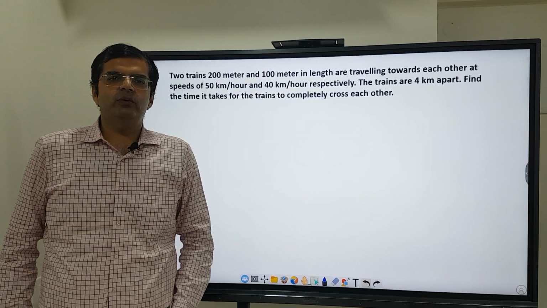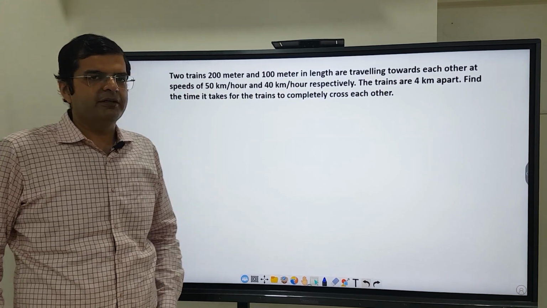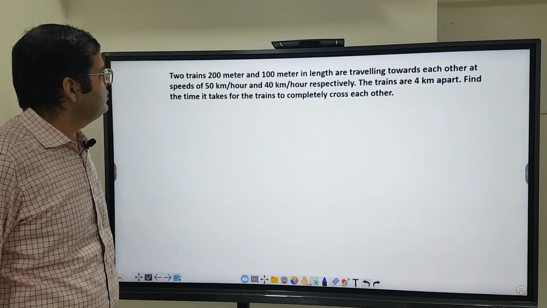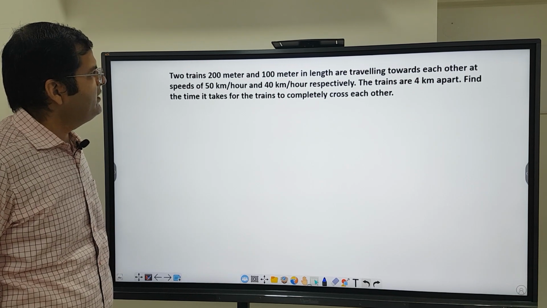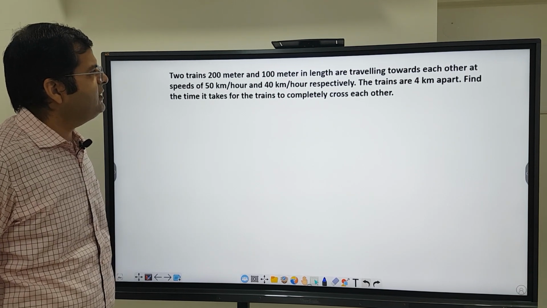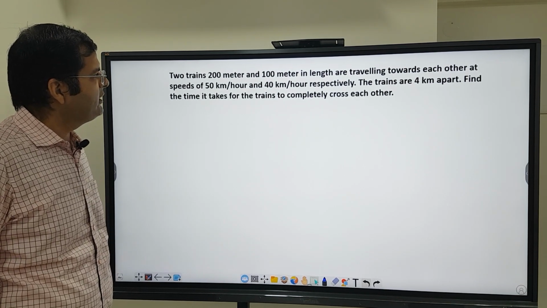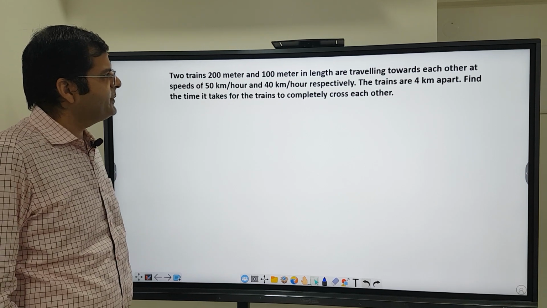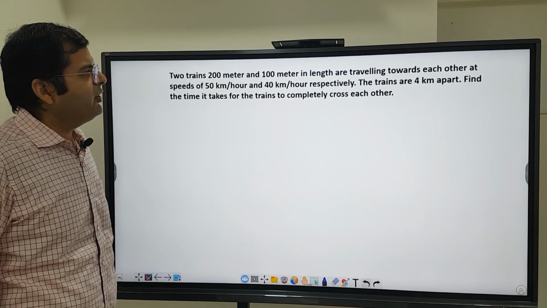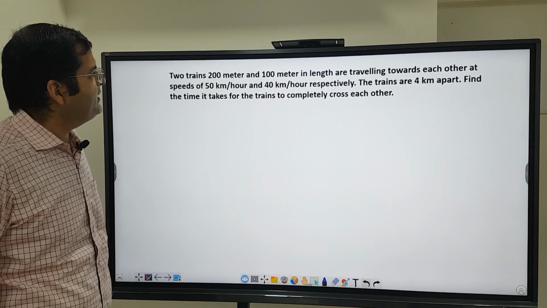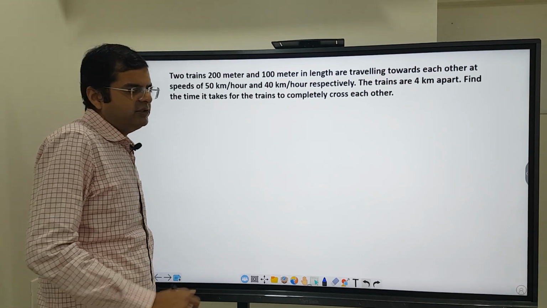So this is the 23rd question of the time speed distance chapter. The question says two trains, 200 meter and 100 meter in length, are traveling towards each other at speeds of 50 km per hour and 40 km per hour respectively. The trains are 4 km apart. Find the time it takes for the trains to completely cross each other.